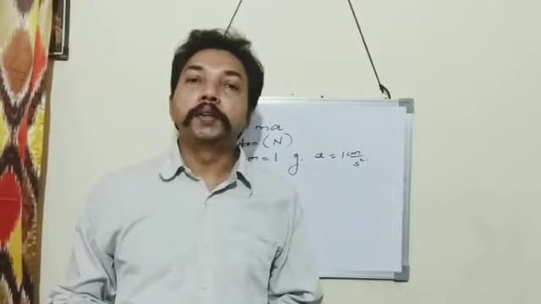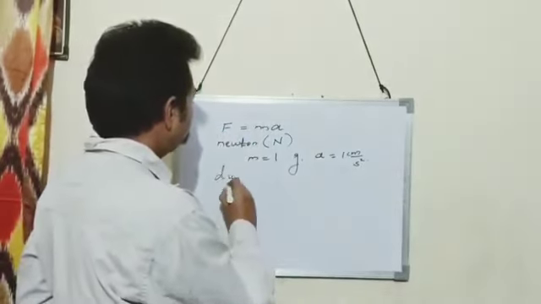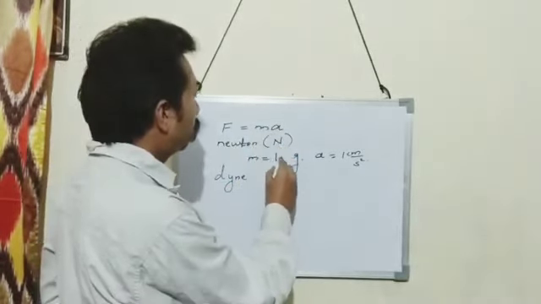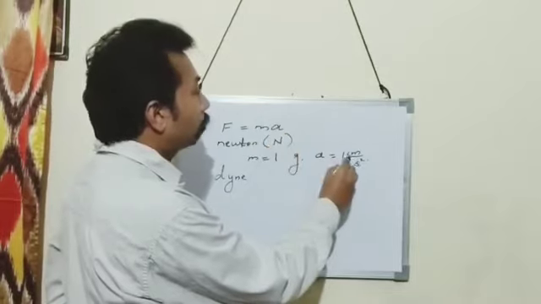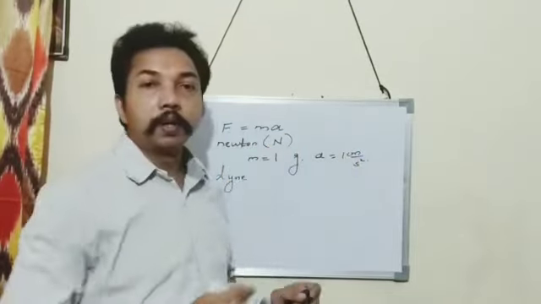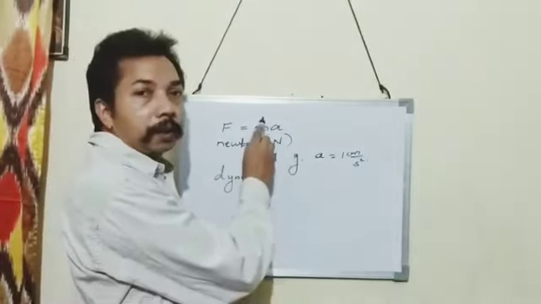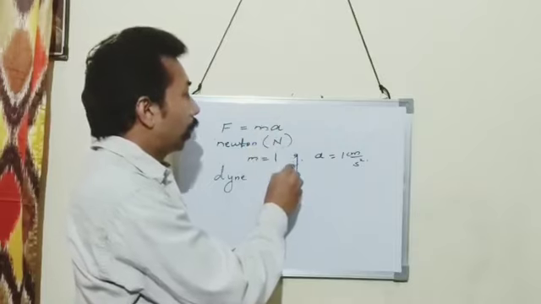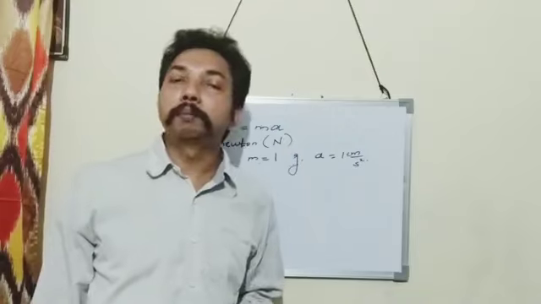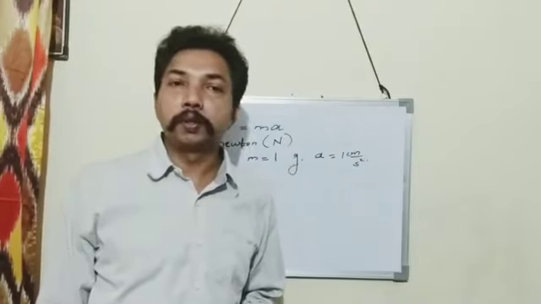The CGS unit of force is dyne. Suppose the mass of a body is 1 gram and the acceleration produced is 1 centimeter per second square. Then the force is said to be 1 dyne. So 1 dyne is the force which acts on a body of mass 1 gram and produces an acceleration of 1 centimeter per second square. This is the definition of the CGS unit of force.